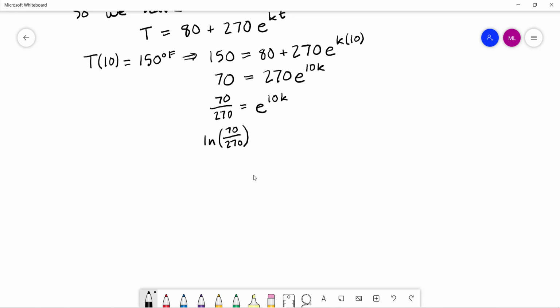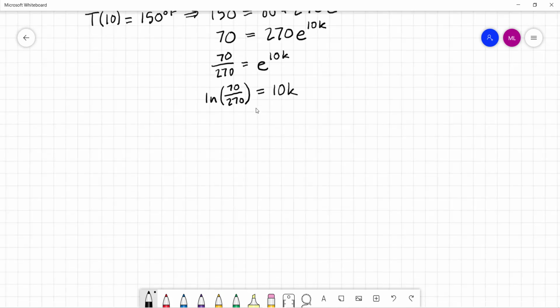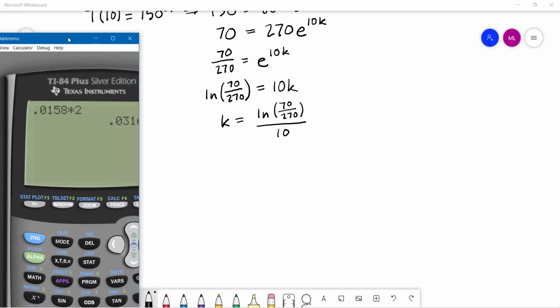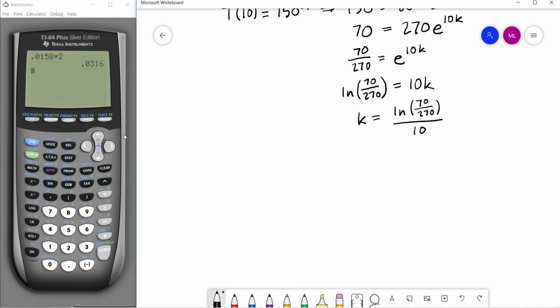The natural log of 70 over 270 is going to be equal to, what happens when I take the natural log of the right-hand side? I'll simply get 10k, and to solve for k, the last step is to divide by 10. So I'll get the natural log of 70 over 270, whole thing divided by 10. And there's some big, ugly number. We could plug it into a calculator if we wanted. I think I've got to bring up a graphing calculator here. Let's just see what that looks like. So let me clear it, and we can just get an estimate.